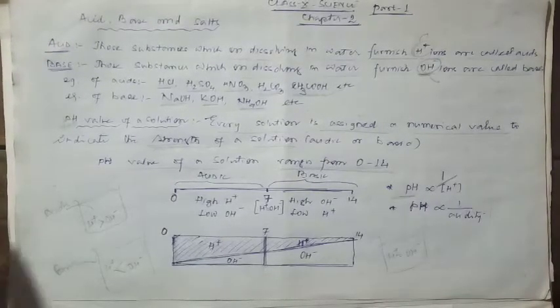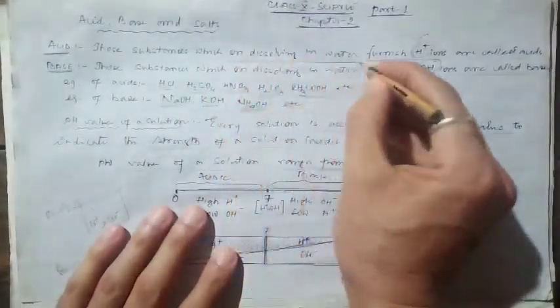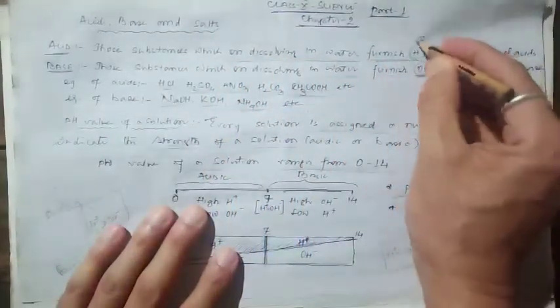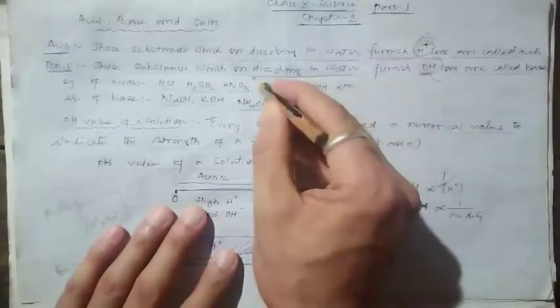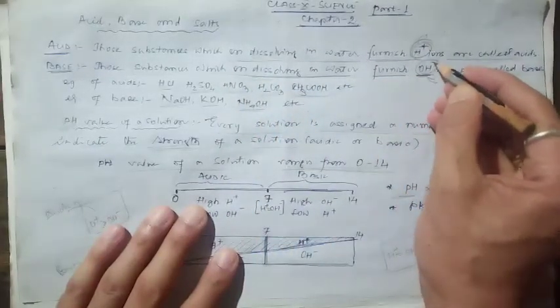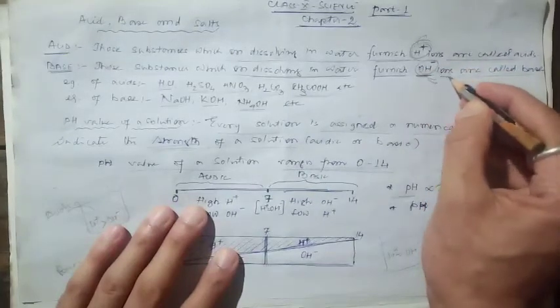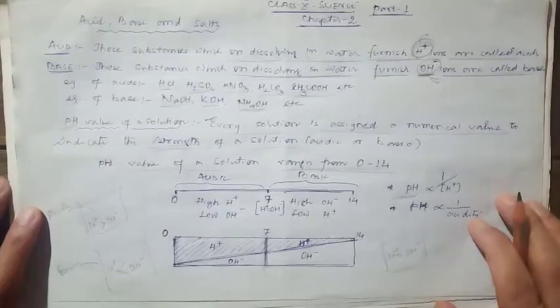But students, in this class we'll discuss something new, the new definitions of acids and bases. So what is an acid and a base? Those substances which on dissolving in water furnish H+ ions, hydrogen ions, are called acids. And those substances which on dissolving in water furnish OH- ions, hydroxide ions, are called bases.